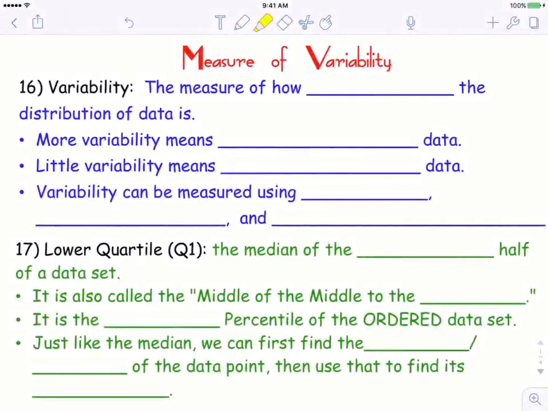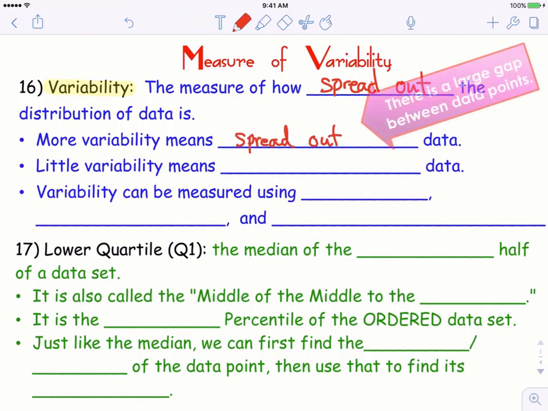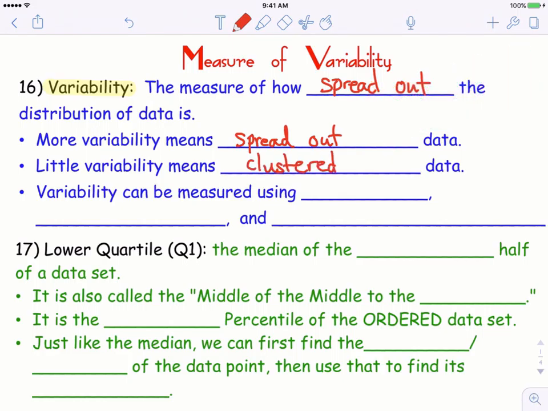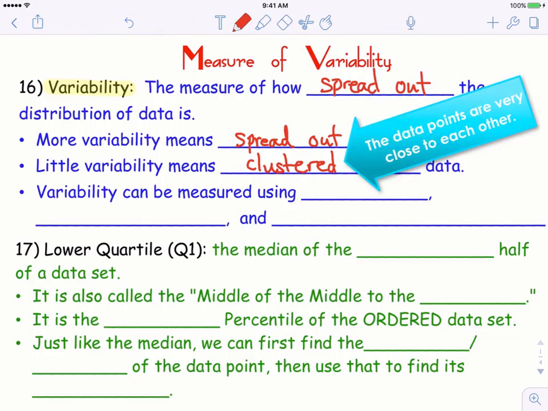Hi everyone, in this lesson we will go over vocabularies and examples related to the interquartile range. The first word on the list is variability. It is the measure of how spread out the distribution of the data is. More variability means spread out data, meaning there's a large gap between data points if you graph them. Little variability means clustered data, meaning the values of the data are very close to each other.